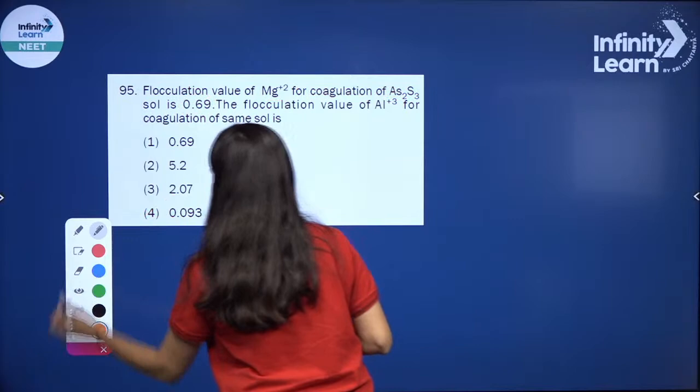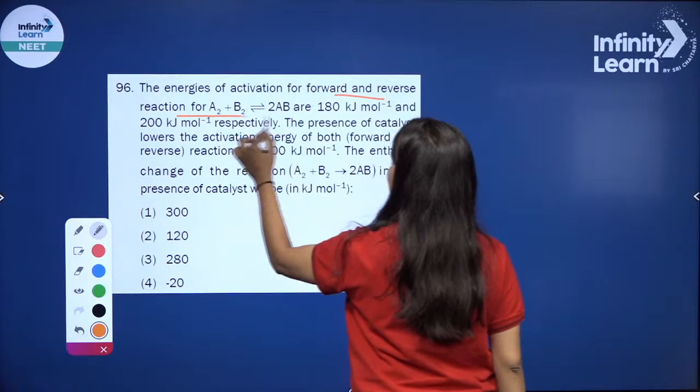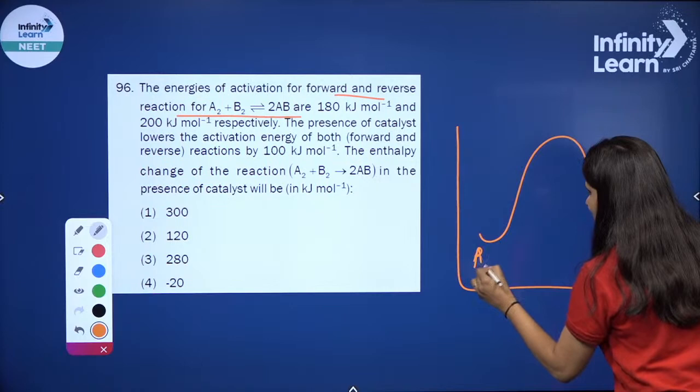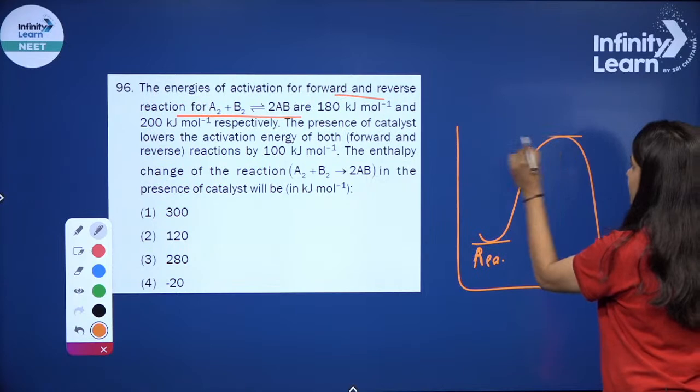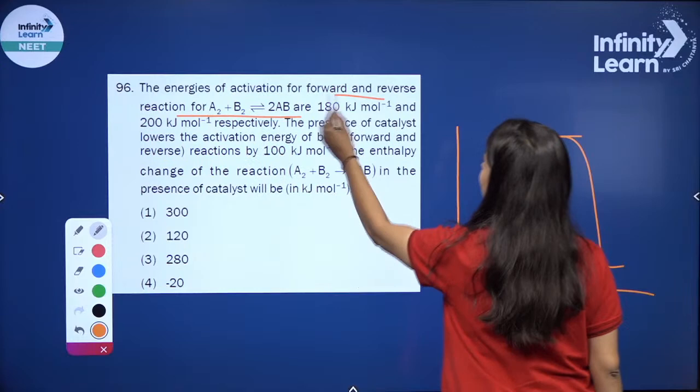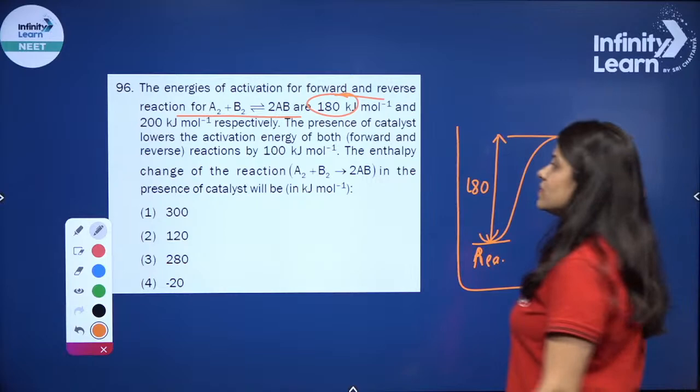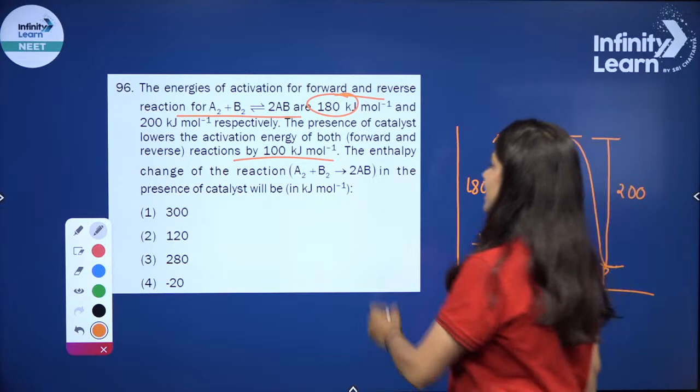Next. The energies of activation of forward and reverse reaction for this reaction are given. So, let us talk about the activation energy. So, this is reactants, I would say, and this will be product, right? Now, reaching from here to here, this is the activation energy. What is the activation energy for the forward reaction? It is 180 kilojoule. Now, for the reverse reaction, they are saying the activation energy is 200 kilojoule per mole. Next, in the presence of catalyst, they are lowering the energy by 100 kilojoule per mole. We need to calculate the enthalpy change.